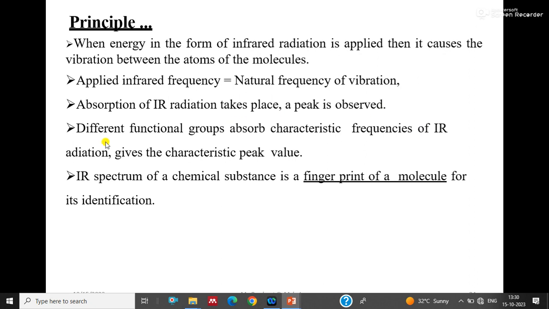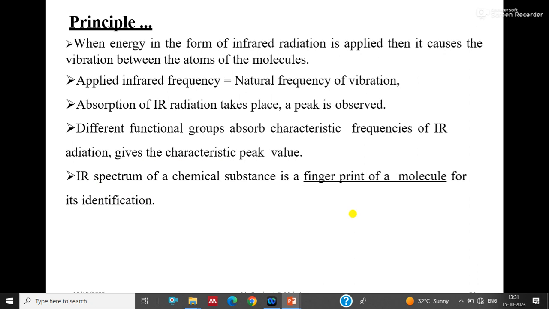So that is given in the next line. Different functional groups absorb characteristic frequencies of IR radiation and give the characteristic peak value. So the IR spectrum of a chemical structure is the fingerprint of a molecule for its identification.